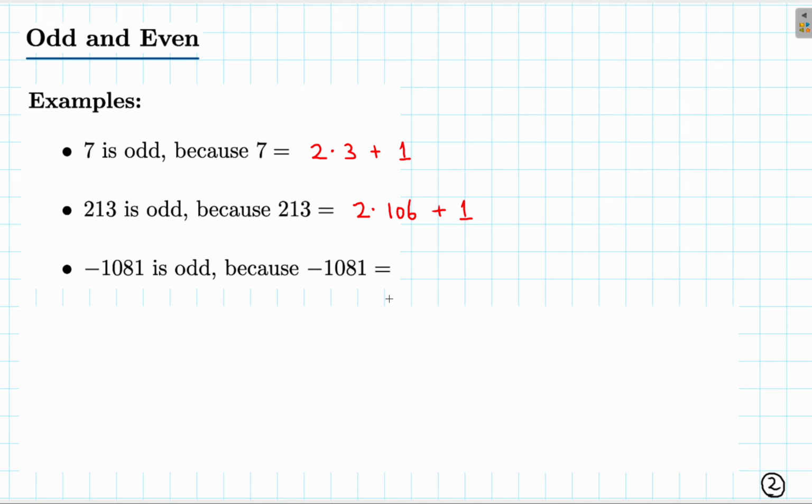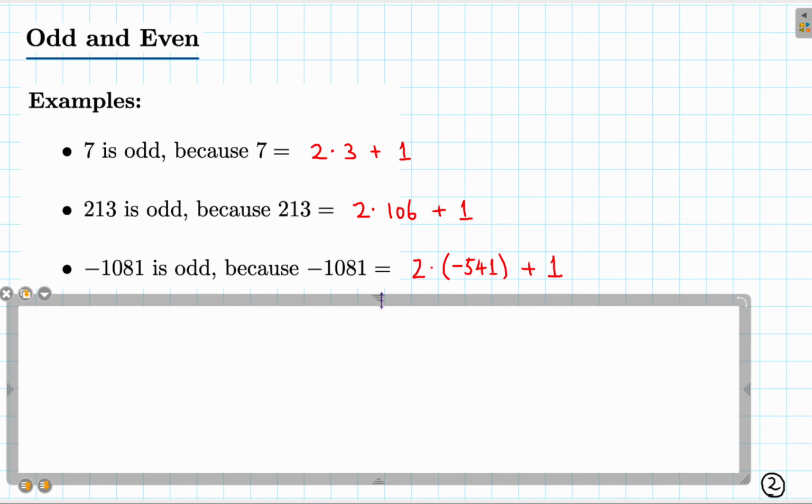How about negative integers? So negative 1081. Well, that's odd because negative 1081 can be written as 2 times negative 541 plus 1. And so we see that all these odd integers have the form 2 times another integer plus 1. And that's going to be our definition of an odd integer.